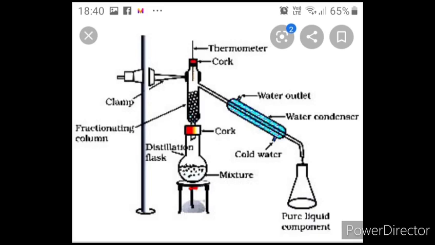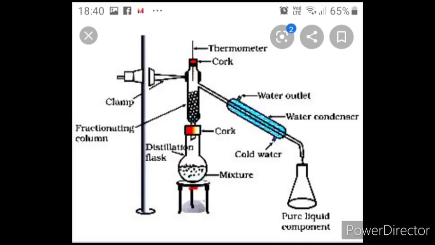As long as the lower boiling liquid continues to distill, the temperature remains constant. And after the lower boiling liquid has distilled off, the higher boiling liquid begins to distill and the temperature rises. The receiver is immediately changed and the higher boiling liquid is collected separately. The separately collected liquids are termed fractions.